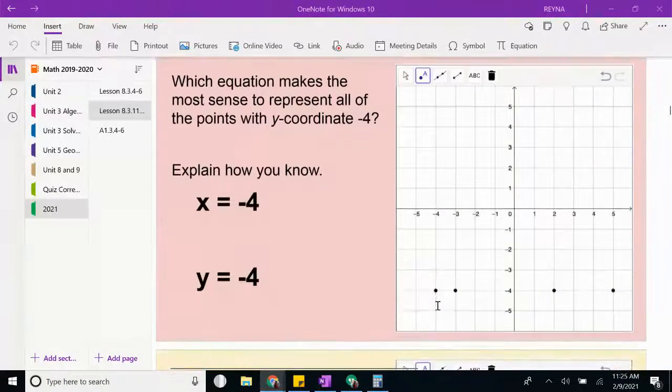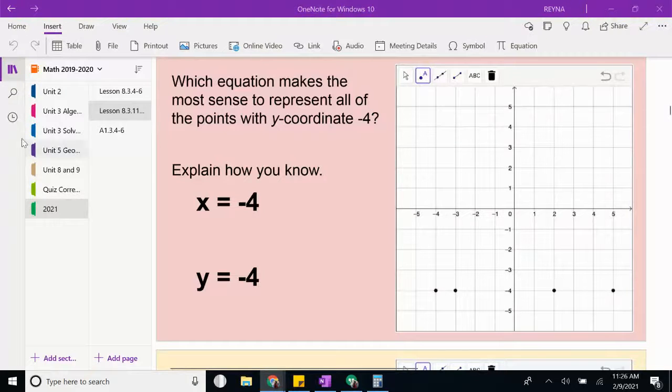Let's take a look at what these lines look like. So for this first one, it says, which equations make the most sense for all of these points with a y coordinate of -4. So if you look over here, we have a point at -4, and then we have a point at -4, and a point of -4, and a point of -4. Your x values are different, but all of your y values are -4. So what do you think this equation is? Do you think it is x equals -4? Or do you think it is y equals -4? This one is actually y equals -4.